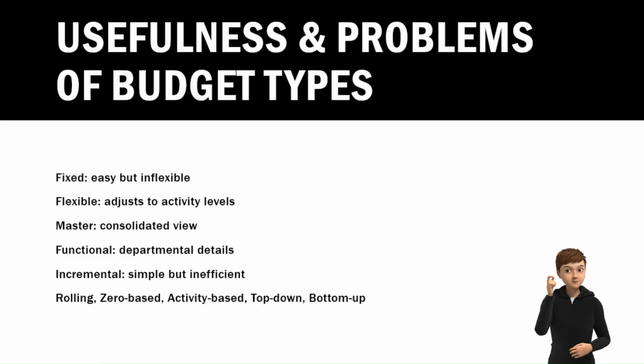Fixed budgets are easy but poor for evaluation because they assume one activity level. Flexible budgets adjust to actual activity, providing fairer comparison. Master budgets consolidate all functional budgets into one. Functional budgets focus on departments. Incremental, rolling, zero-based, and activity-based systems each have their own strengths and limitations.